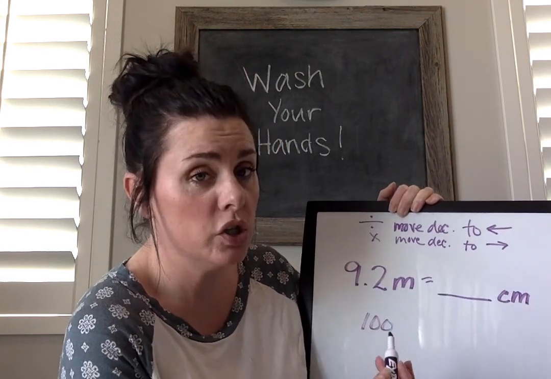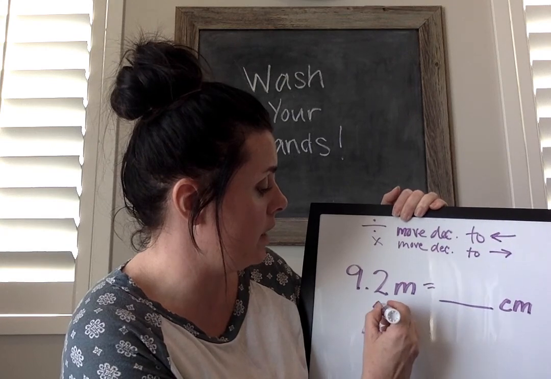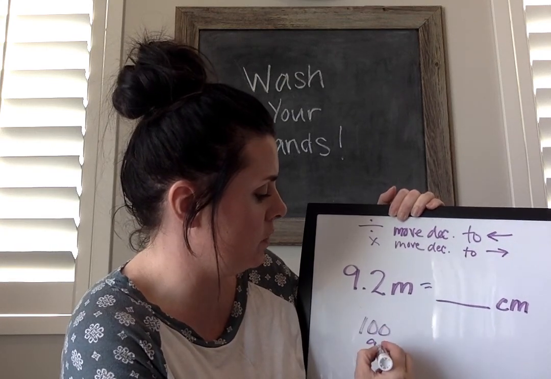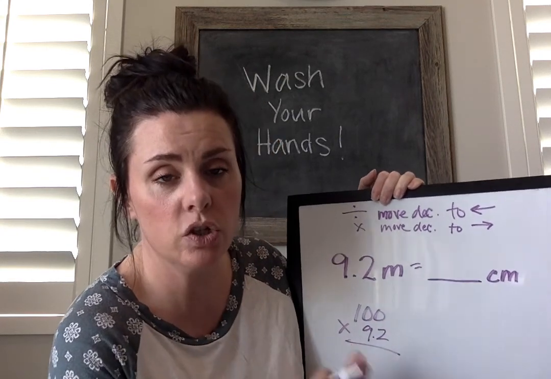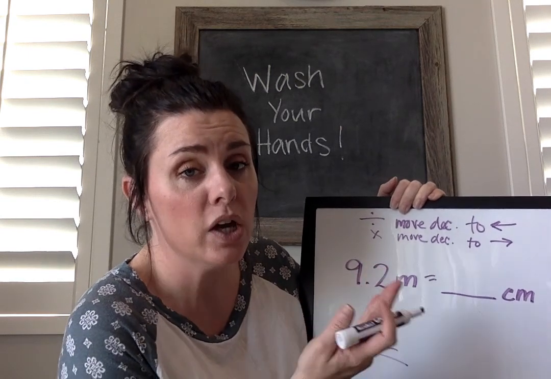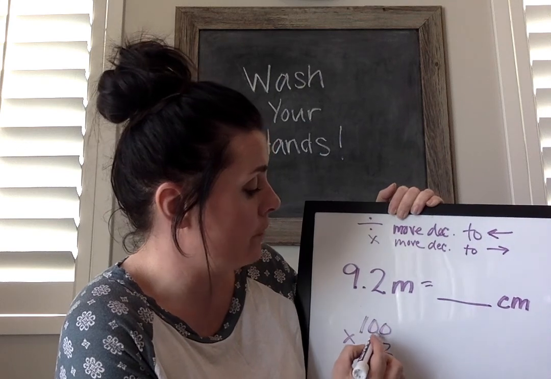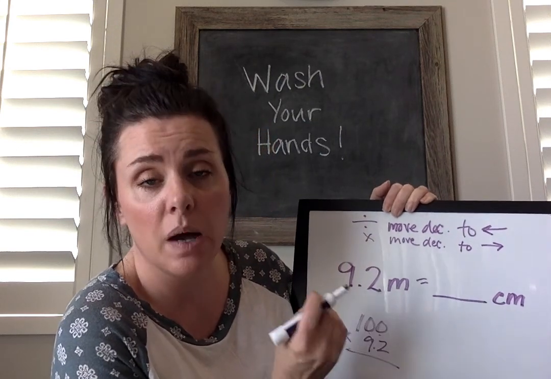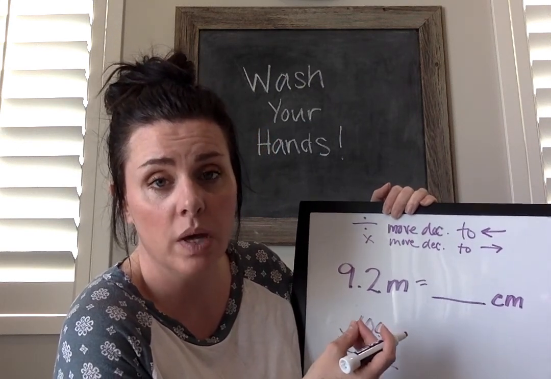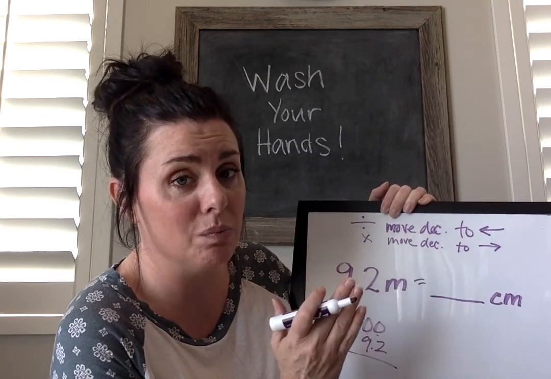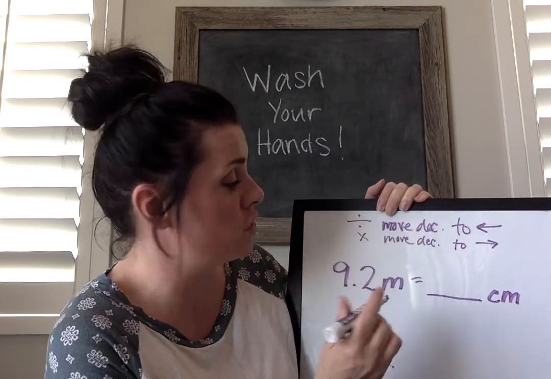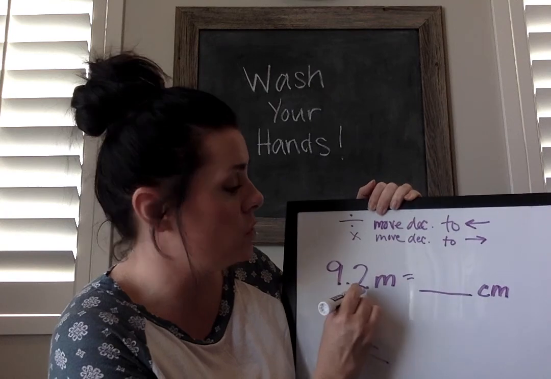Okay, so I could do 9.2 times 100. I could do that, right? Or I know I can just move my decimal point. And I can move it however many zeros there are. That's how many times I'm going to move my decimal. Now I'm multiplying by 100, which means that my numbers are going to get larger, so my decimal needs to go to the right.